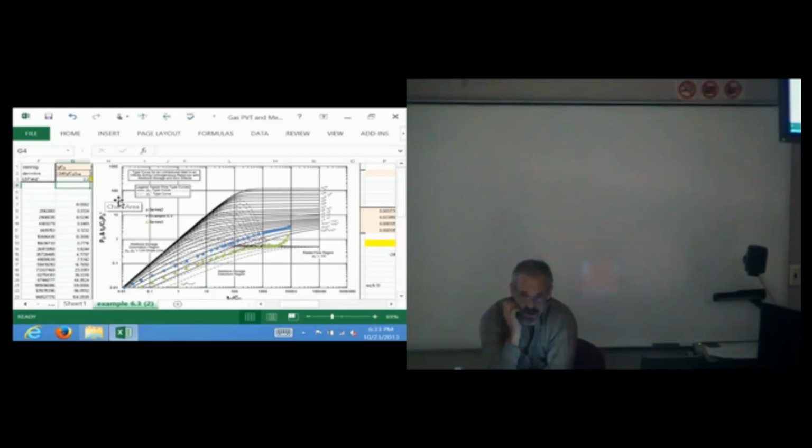Okay, we're not going to calculate any properties from our match, but theoretically, at this point in time, we could calculate perm, skin, and wellbore storage. We're not going to do that.